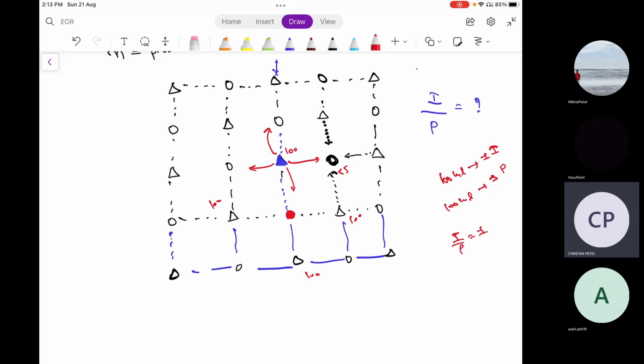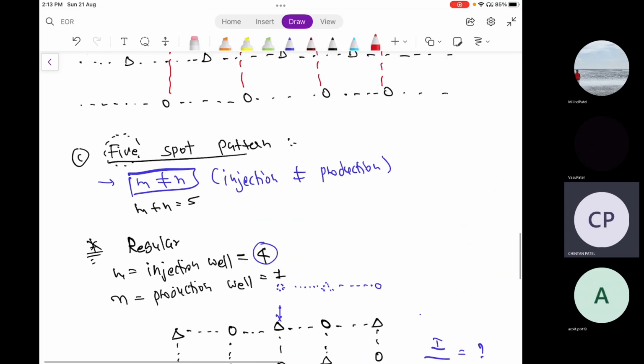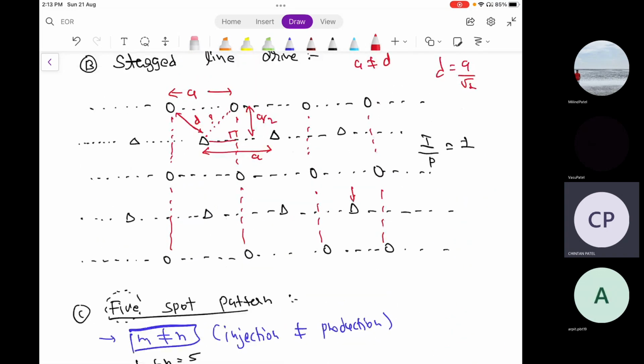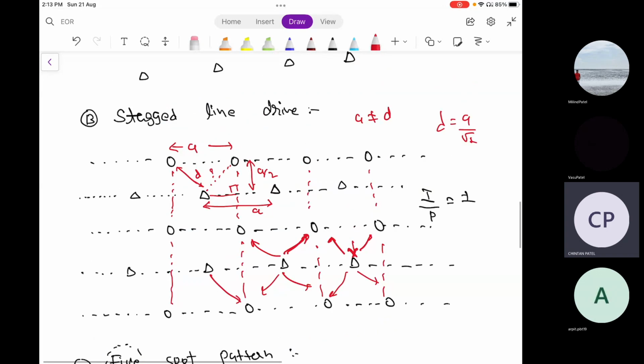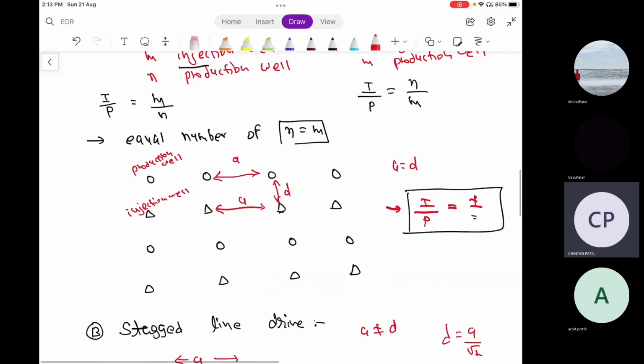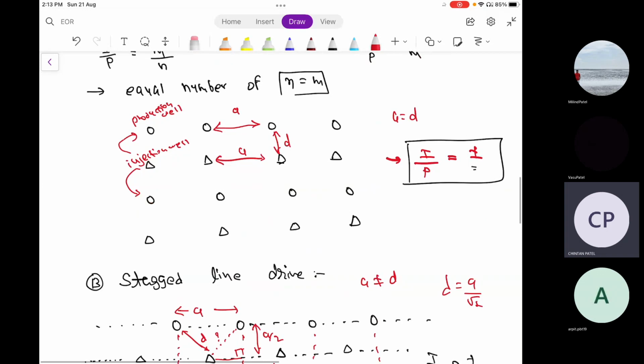I by P is equal to one when we have 100 ml of injection from a particular well. Let's say if we are injecting from this, then the entire production will go to this because we have an equal number. Even if this is splitting, for each well we have this kind of injection well present, because here m is equal to n. This production will go into this as well as this, but again at the end we have a single well, so it will produce to this.